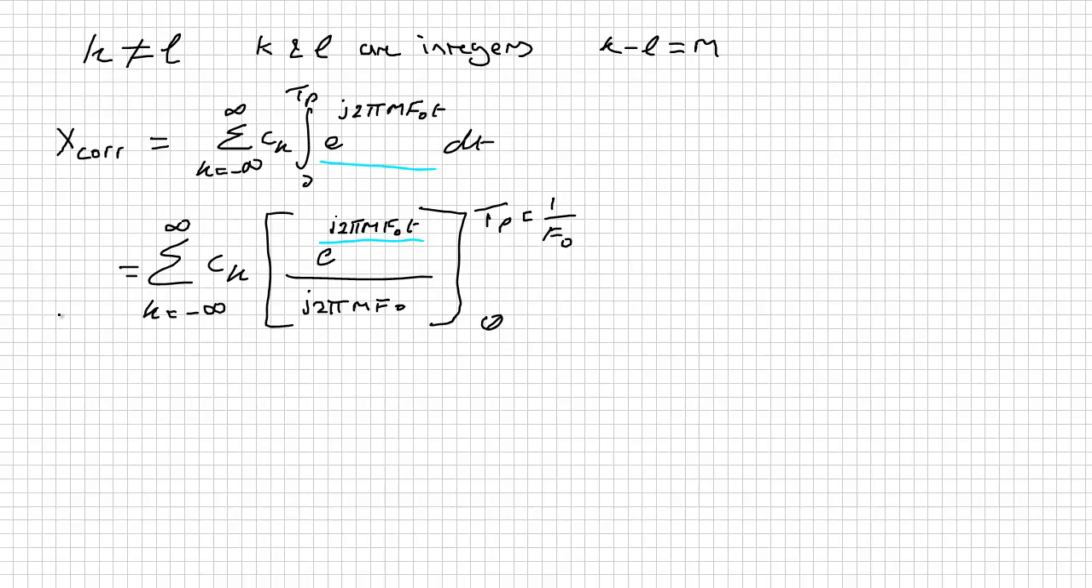Now, we have to bear something in mind. This is case 2. We've already considered the case where k and l are equal. So even though we're writing down that we are summing from minus infinity to plus infinity, we are going to ignore those cases where k is equal to L. So please bear that in mind.